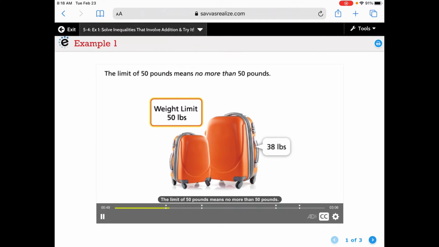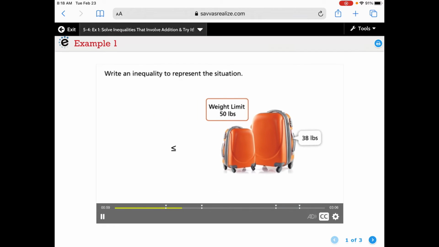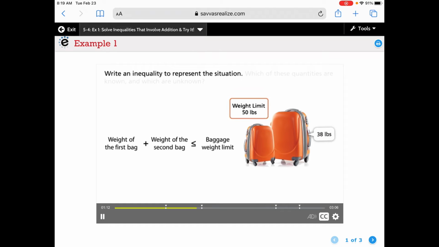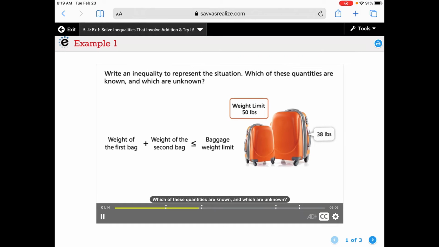All right, so it cannot be any more than 50 pounds, but it can be equal to 50 pounds. Keep that in mind. So that's why there's a line underneath. So this is less than or equal to, okay? As we write an inequality to represent the situation, the weight of the first bag, which we don't know, and the weight of the second bag, which is 38, is going to be equal to 50 pounds, which is the limit. All right, then we're just going to use substitution.